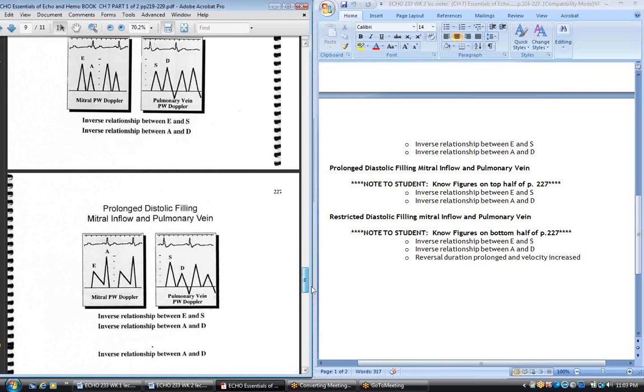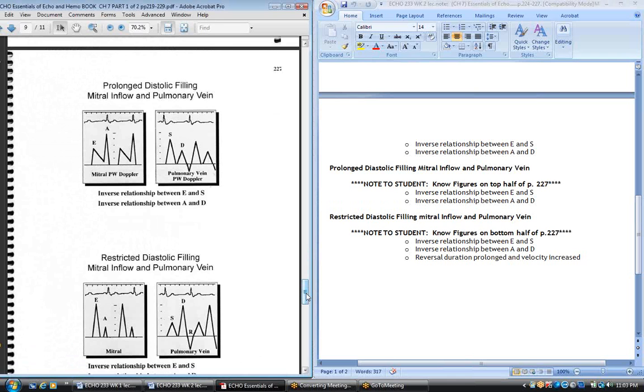So let's move on to page 227. When you're dealing with prolonged diastolic filling, again, you have that same basic relationship. In this case, the E is smaller, the S is larger. The A is larger, the D is smaller. So the relationship between the E and the S stays the same. They're inverse.